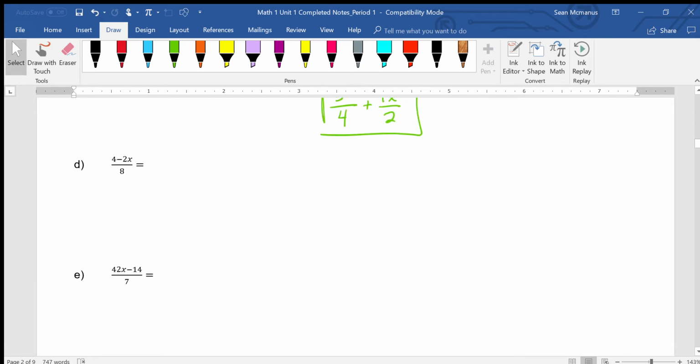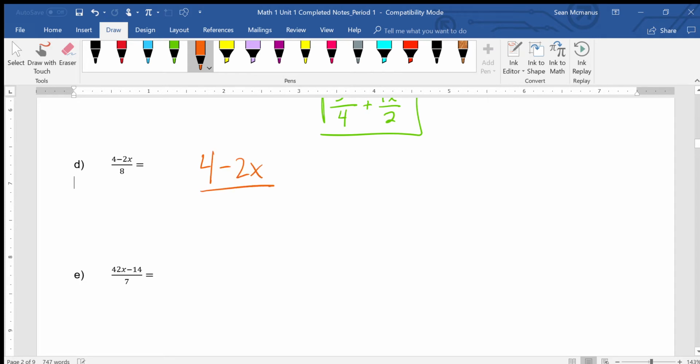Okay, D and E. So, again, just to make it a little bit easier to see, I'll write it a little bit bigger. 4 minus 2x over 8. And if I split it into two terms, that'll be one, that'll be the other, and we'll keep our minus sign. So that would be equivalent to 4 over 8 minus 2x over 8.